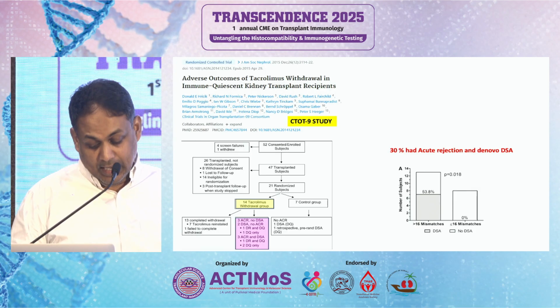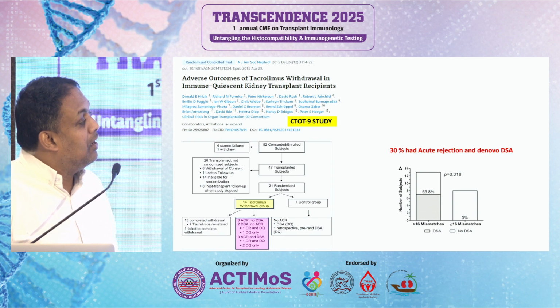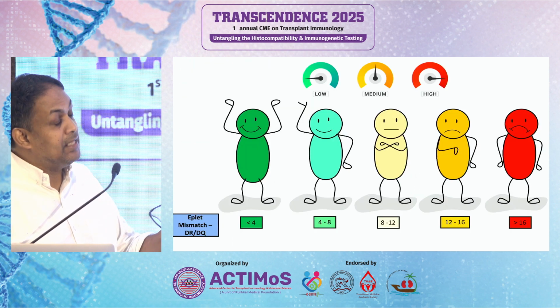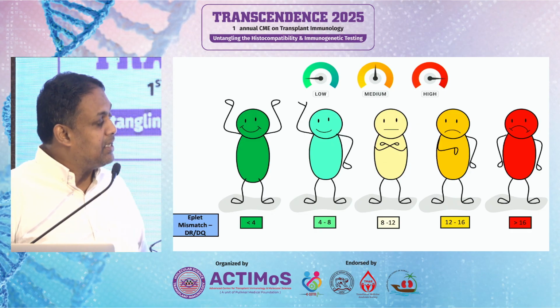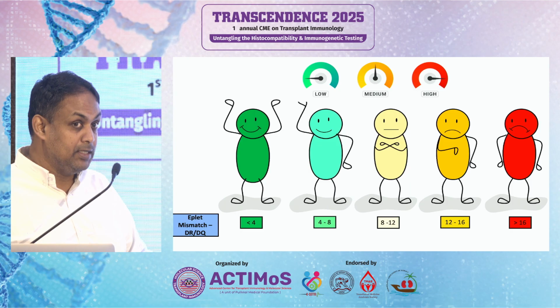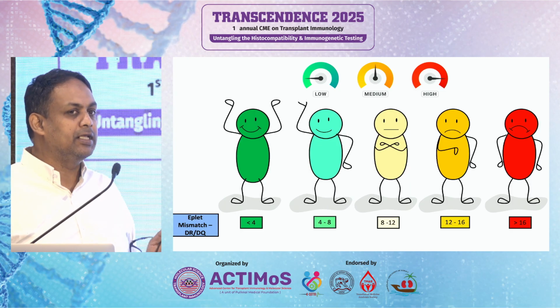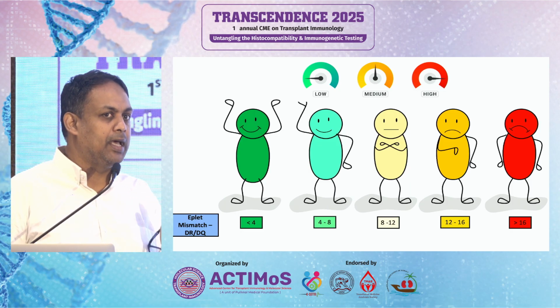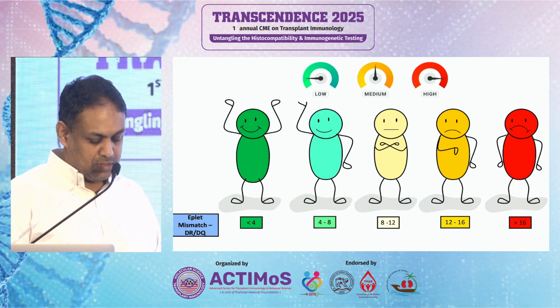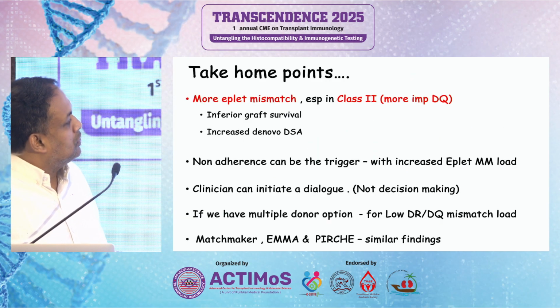That is the only take-home that we can have with the available evidence. So, increased eplet mismatches in class 2, DR and DQ, more data is on DQ. That is a high-risk population where you have to be careful with immunosuppression. It's not a group where you can play with immunosuppression that much. So these are the take-homes.